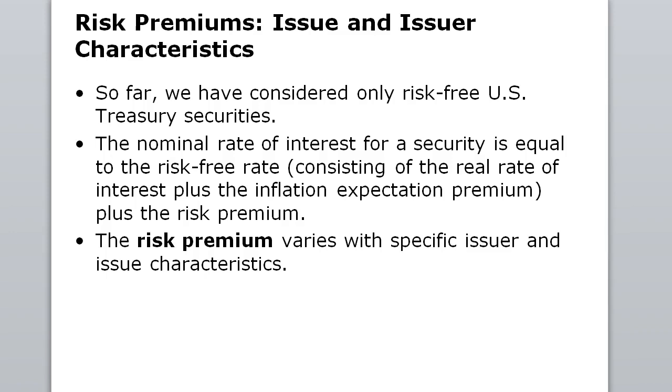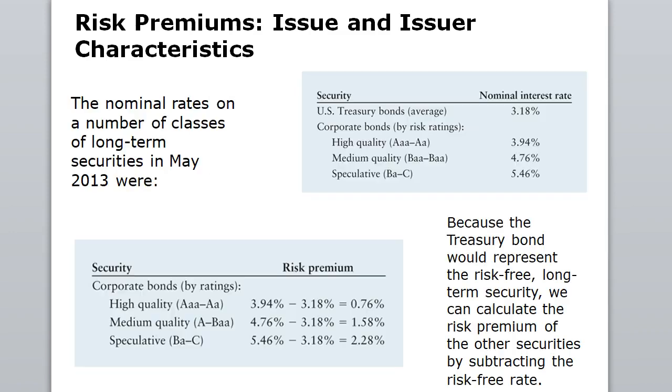So the risk premium varies with specific issuers and specific characteristics. The risk premiums for government Treasuries are all very similar because they're all U.S. government Treasuries. But when you're talking about risk premiums for different corporations, they're going to be significantly different based on the risks of those different corporations.